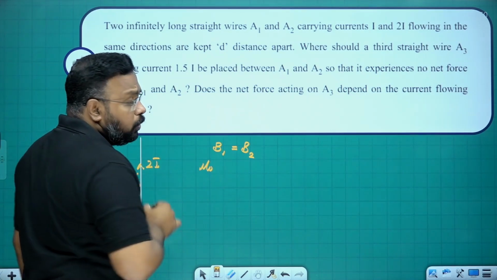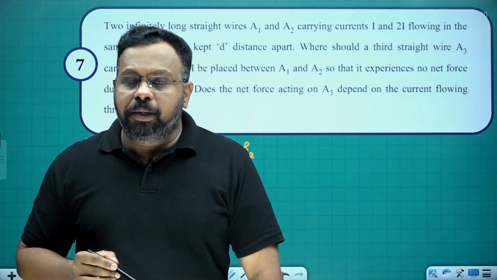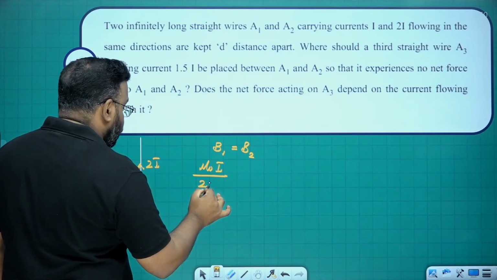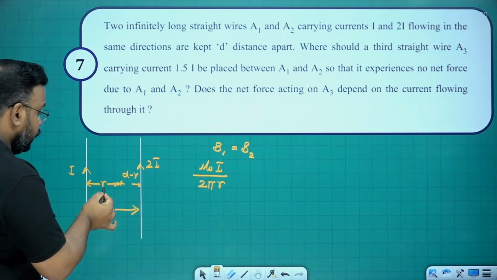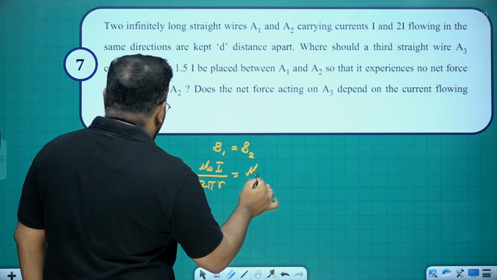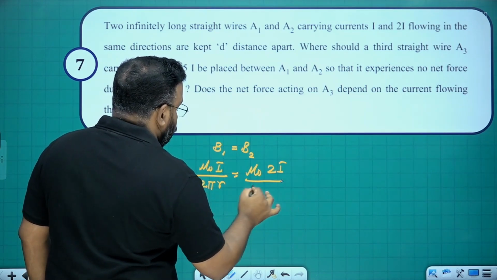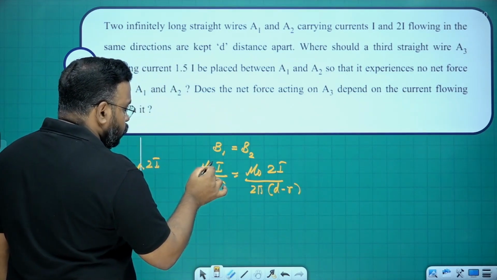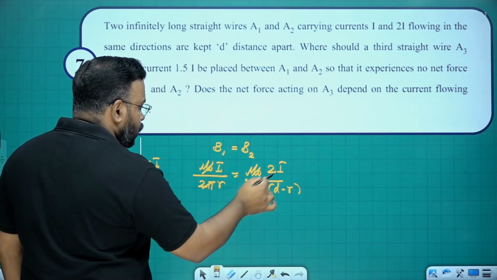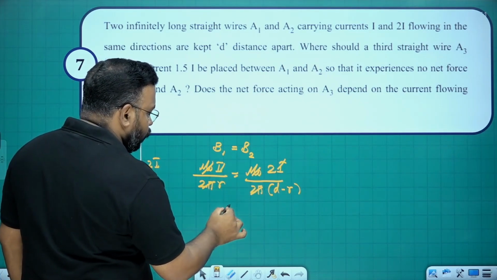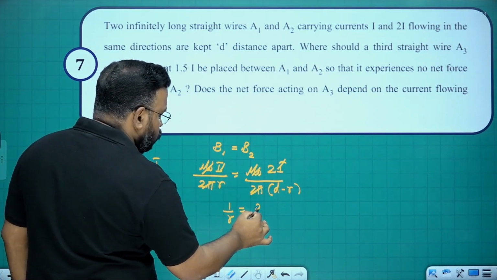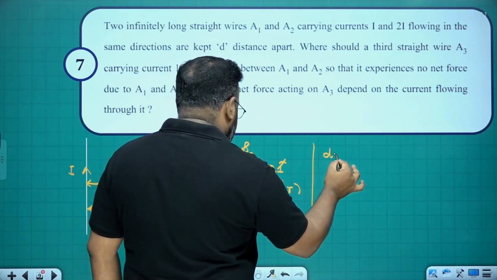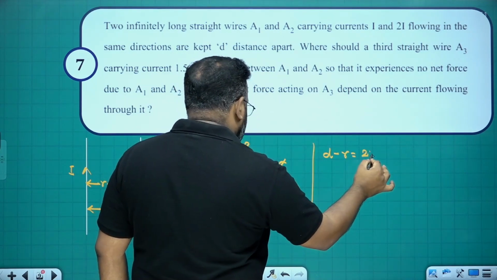So what is B1? You know the magnitude of the magnetic field due to an infinitely long straight wire? We have a formula. It is mu naught I by 2 pi R. So for the first one, B1 is mu naught I by 2 pi R. Current is I, distance is R. B2 will be mu naught into the current, which is 2I, by 2 pi into the distance, D minus R. Many terms will be cancelled. Mu naught by 2 pi will be cancelled on both sides. I will be cancelled on both sides. We get 1 by R is equal to 2 divided by D minus R. That means D minus R is equal to 2R.